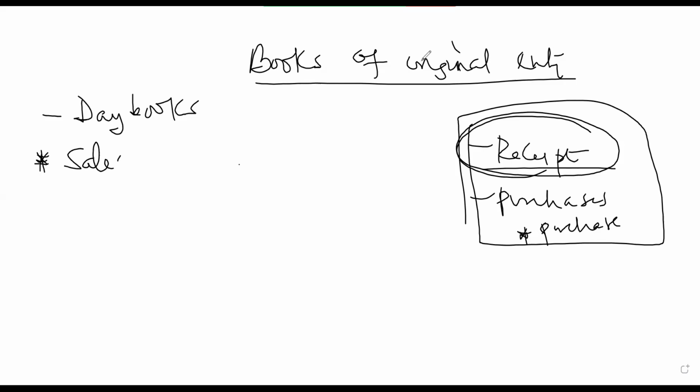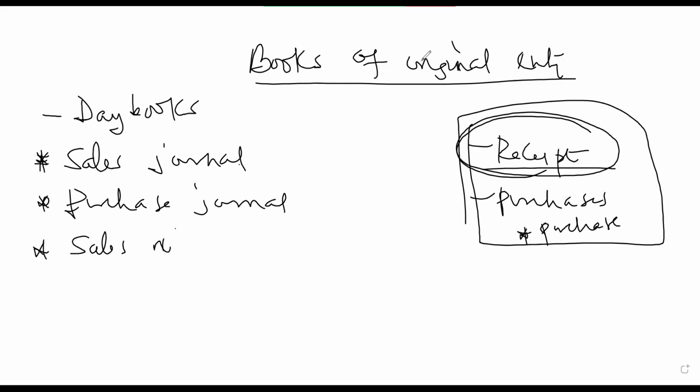We have the sales day book, or the sales journal. So we have the purchases journal, or the purchases day book. We have the sales returns journal or day book, which is also called the return invoice. The company has sold to their customers and the customers are now bringing the goods back. So they are bringing the return in.